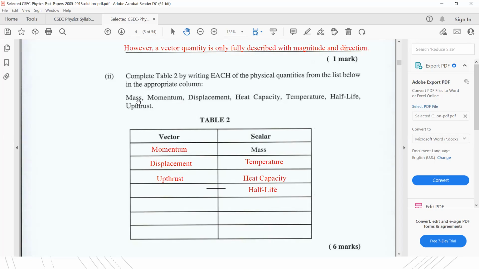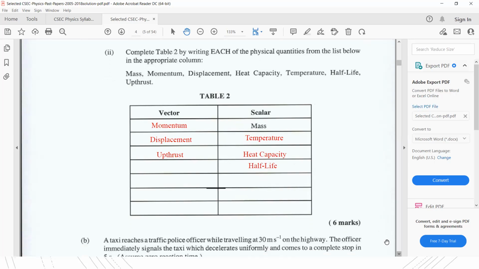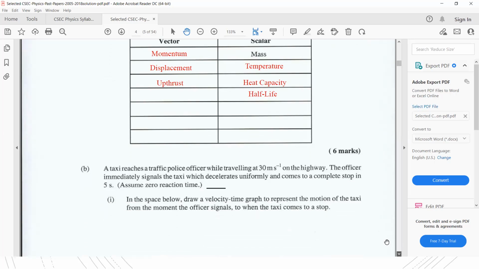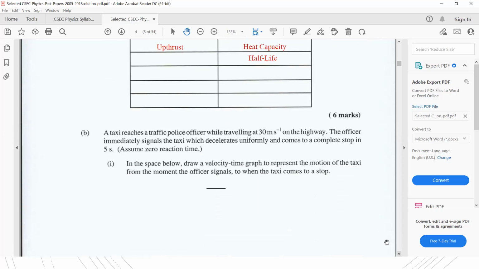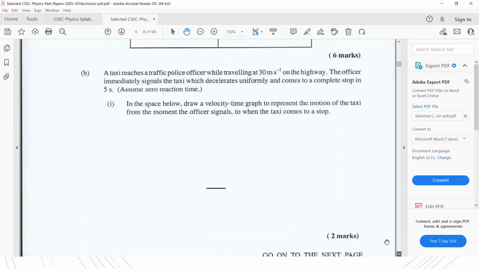Mass, there's no direction to mass, so it goes scalar. This one has been done for you. Momentum is a vector, so it's placed there. So momentum, displacement, and upthrust are vectors. All of the others are scalars. So you just have to remember that scalars just have magnitude. They don't have any direction at all. Scalars are not directionally aware.